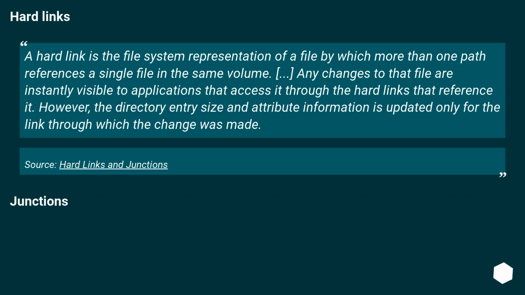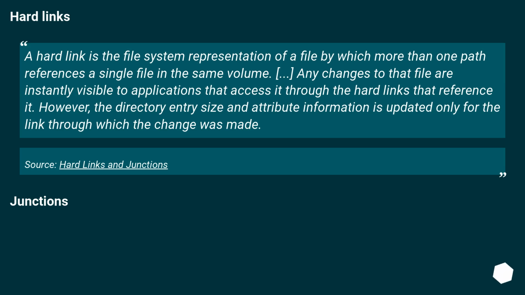Hard links. A hard link is a file system representation of a file by which more than one path references a single file in the same volume. Any changes to that file are instantly visible to applications that access it through the hard links that reference it. However, the directory entry size and attribute information is updated only for the link through which the change was made. Source: hard links and junctions.